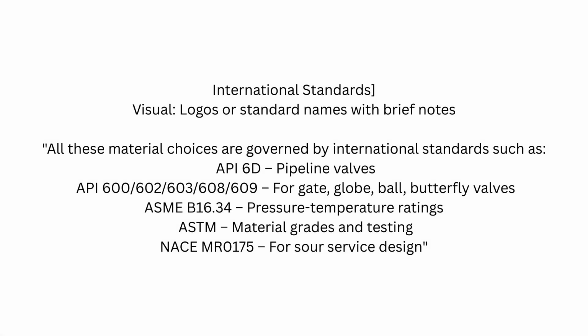All these material choices are governed by international standards such as API 6D for pipeline valves; API 600, API 602, API 603, API 608, API 609 for gate, globe, ball, and butterfly valves; ASME B16.34 for pressure-temperature ratings; ASTM for material grades and testing; and NACE MR0175 for sour service.